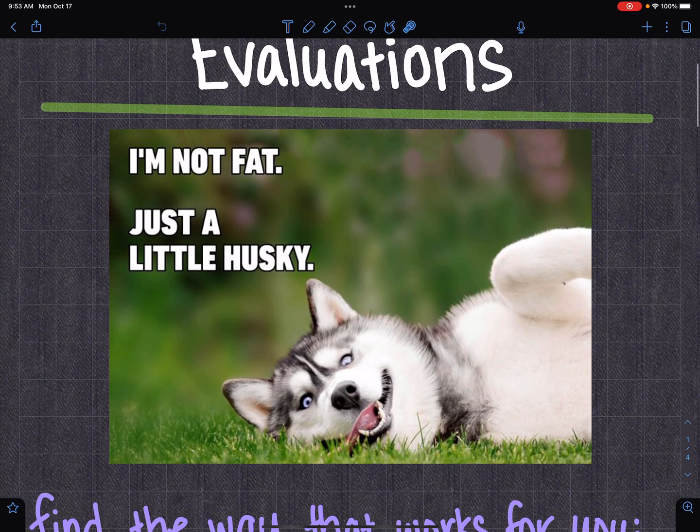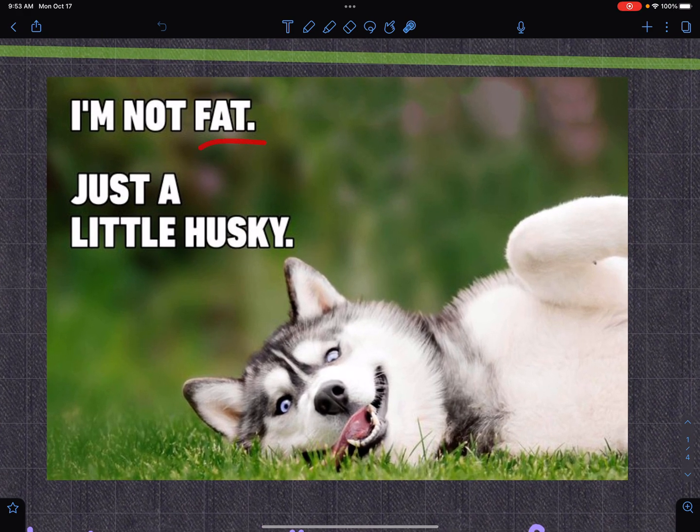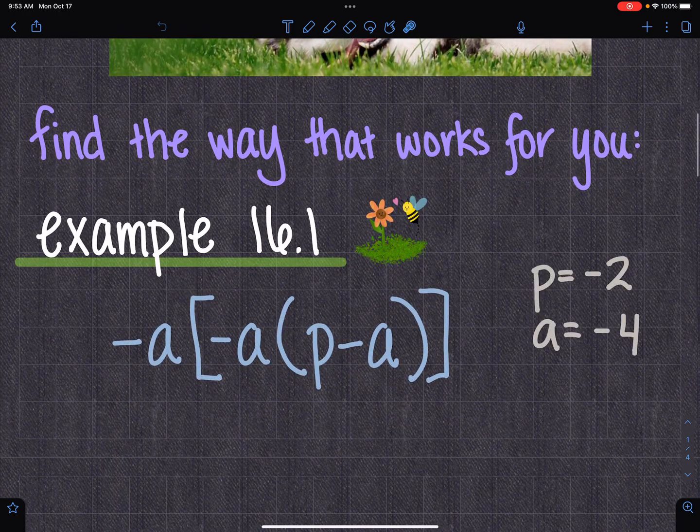This one's going to be short, and I started out, instead of with a joke, with just a cute thing because I know you love huskies. I'm not fat. I'm just a little husky. Aw, you would love that dog, huh? Oh, so cute.